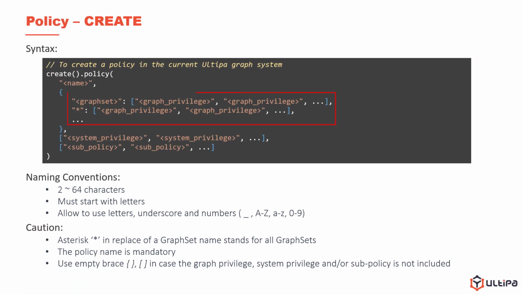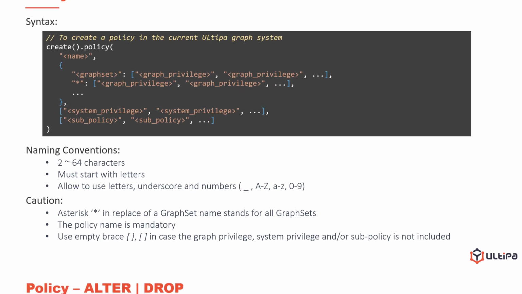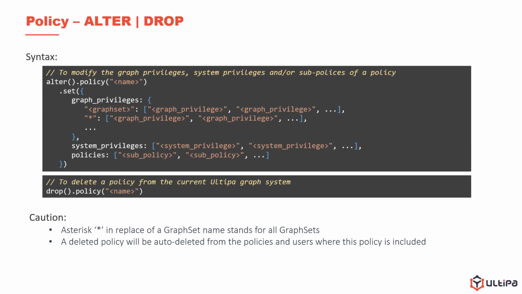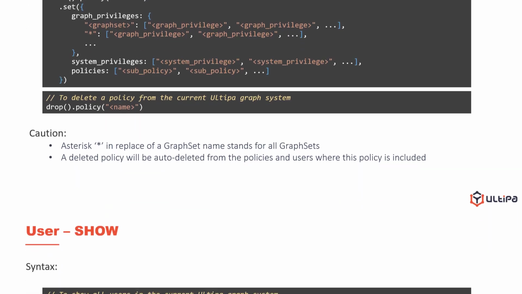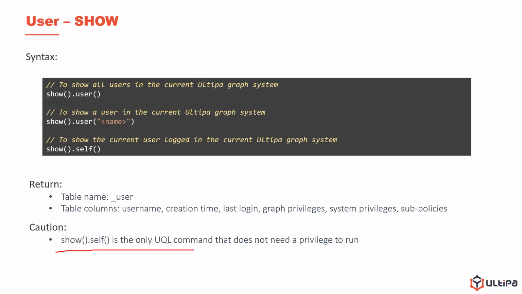When a policy does not contain graph privilege, system privilege, or sub-policy, an empty brace in respect of the missing item should be composed as a placeholder. When deleting a policy, it will be automatically deleted from those policies and users who have it. Show self is the only UQL command that does not need a privilege to run.